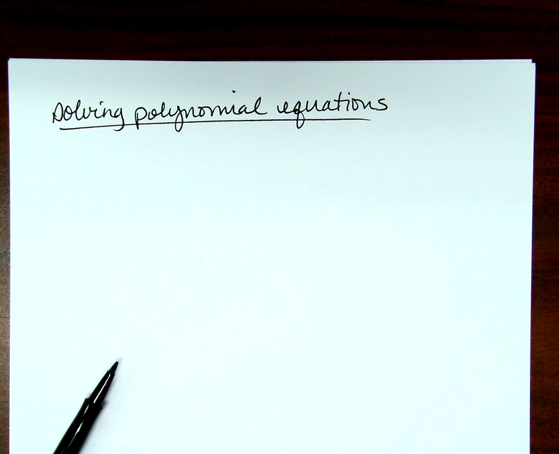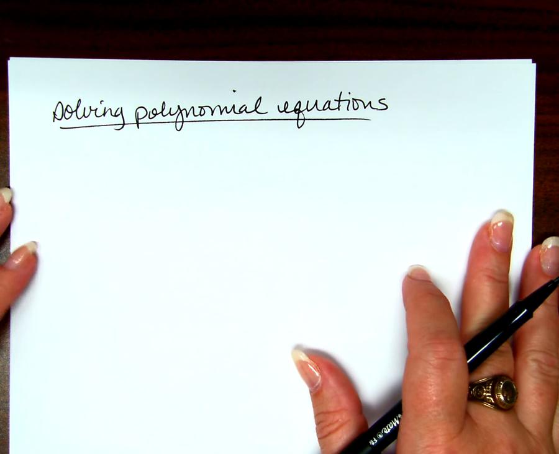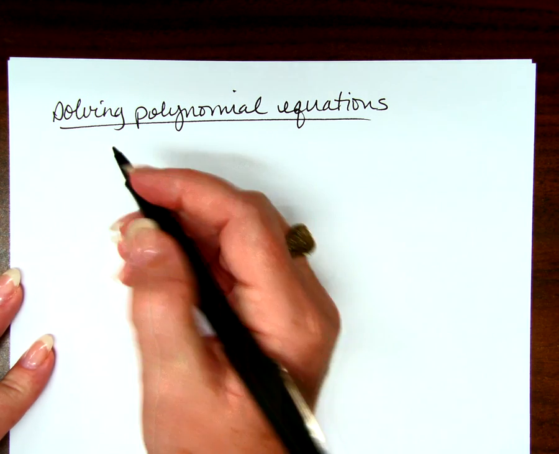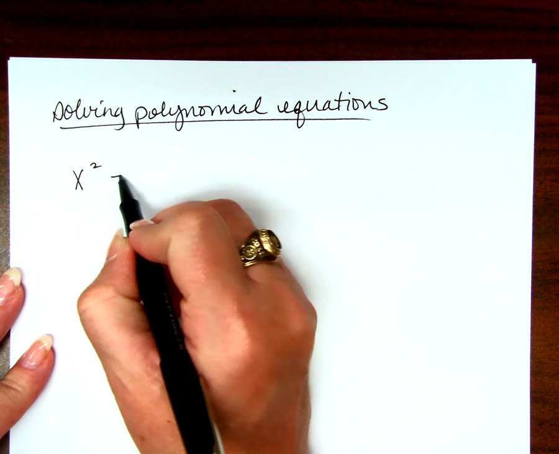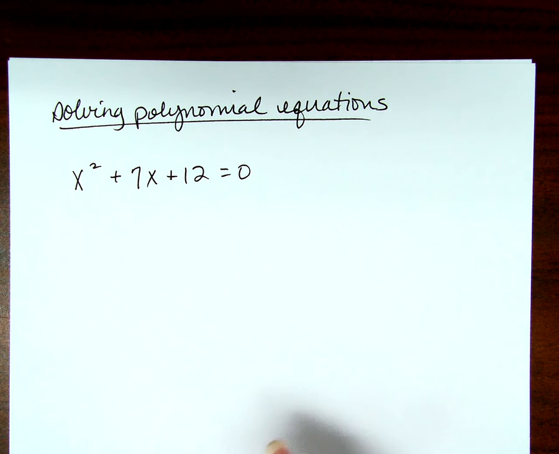What are we talking about today? So, some of them are really, really easy. Okay? x squared plus 7x plus 12 equals 0. How would I solve that?